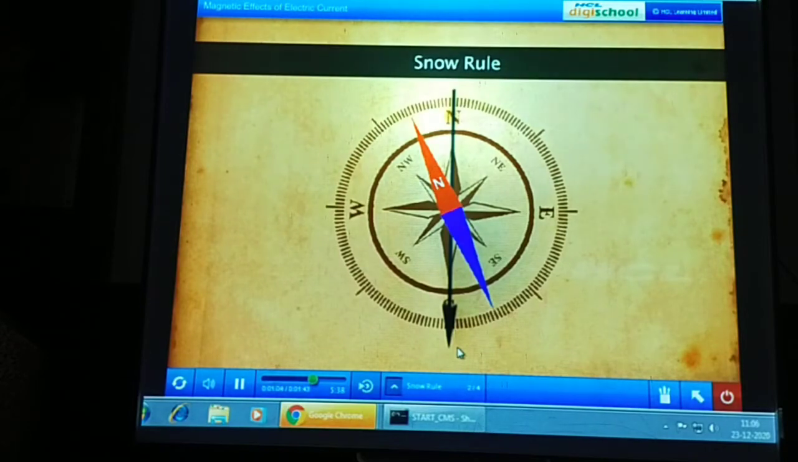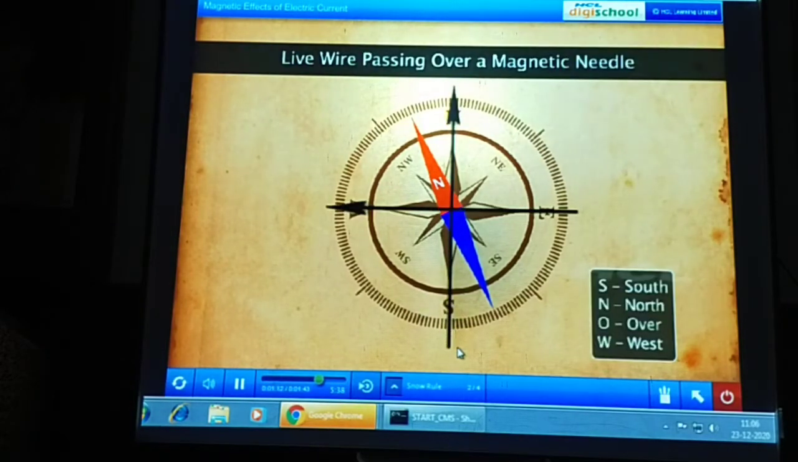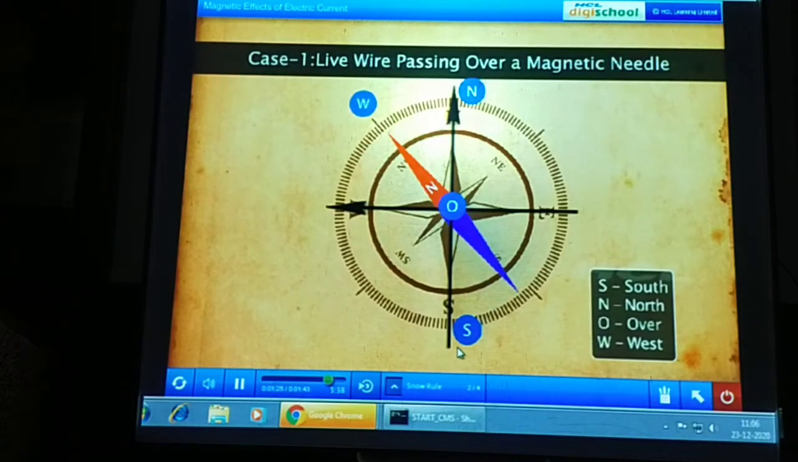The snow rule helps us to remember the direction of the magnetic field produced by an electric current. Snow: S and N represent the direction of current, south to north. O represents the location of the current-carrying conductor over the magnetic needle. W represents the deflection of the magnetic needle towards the west.